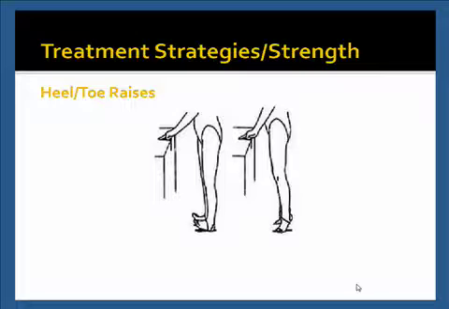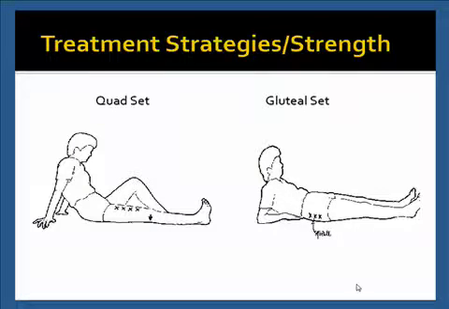If they're unable to stand, they can use a counter, they can use their walker if they have one, or any stable device. Or they can sit and just have them keep their heel on the floor and tap, continually tap, to strengthen the anterior tibialis muscle. We also want to strengthen their quads and their glutes, their gluteus maximus.